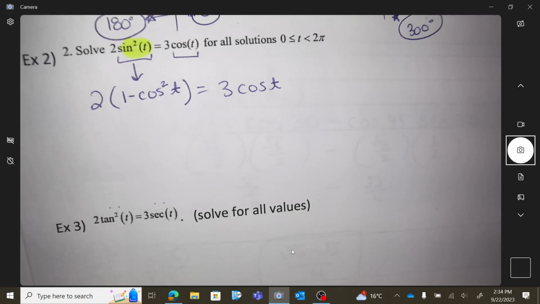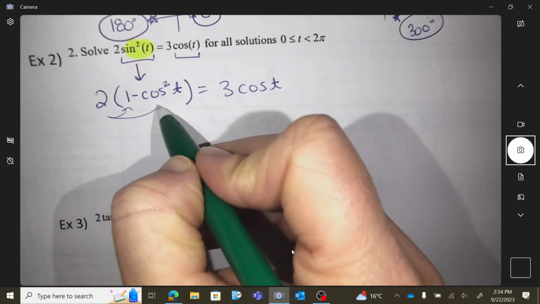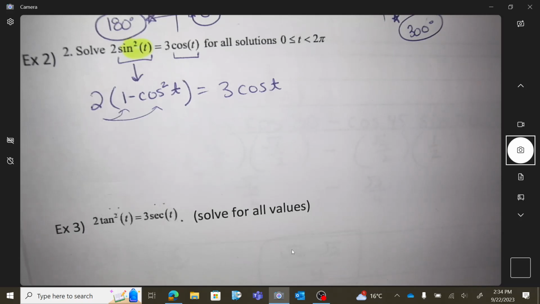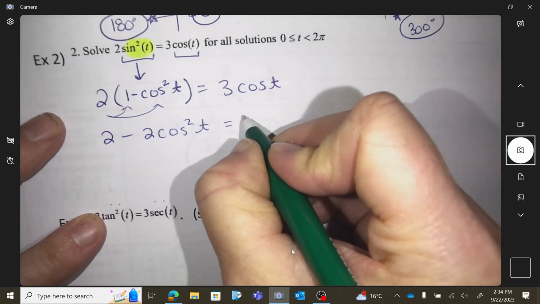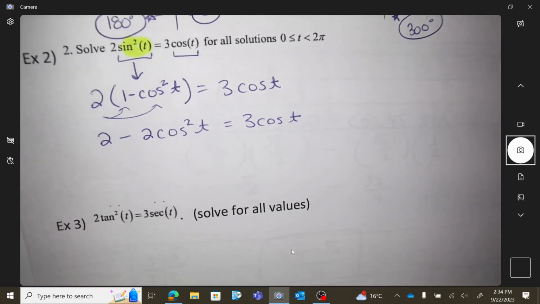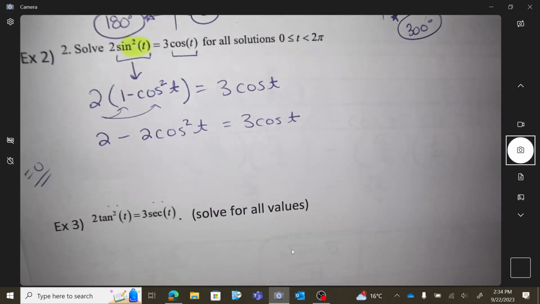So what should I do? Well, first of all, I'm going to distribute that bracket out. What kind of algebra do you want to do now? Is there anything you can isolate? Got nothing to isolate, right? I got 2 different variable types. So I should do what again? I need it equals 0 on one side.